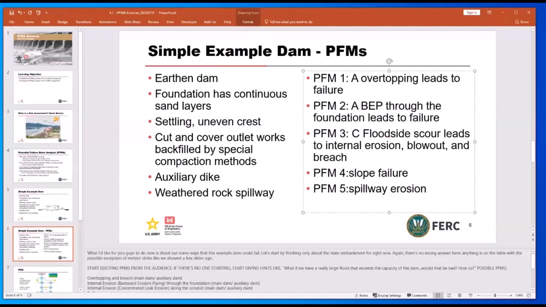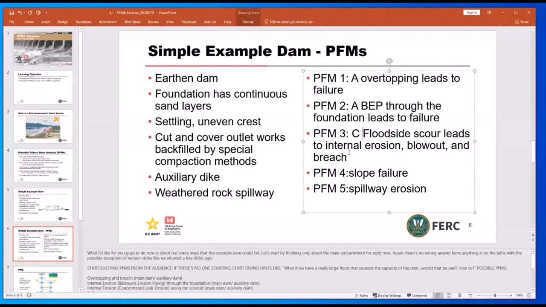Let's do one more. How about spillway erosion? What do you guys think about spillway erosion? Yeah. So how often is it used? We do see that it's a weathered rock spillway, but we don't know, for example, whether there is a concrete sill. So it's tough to tell. So let's call that one a B.